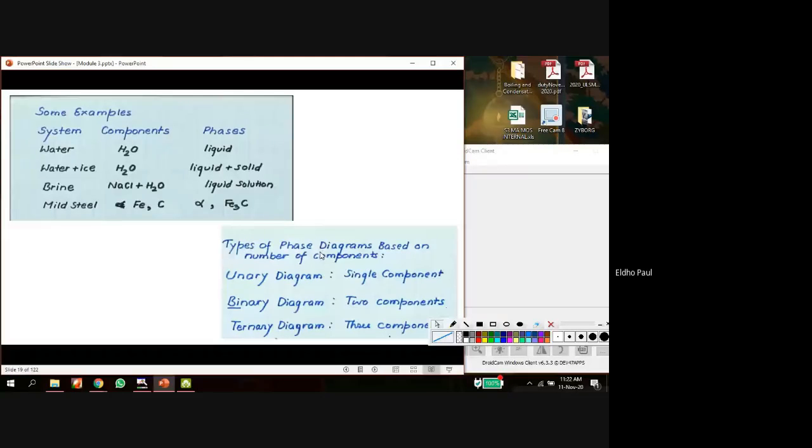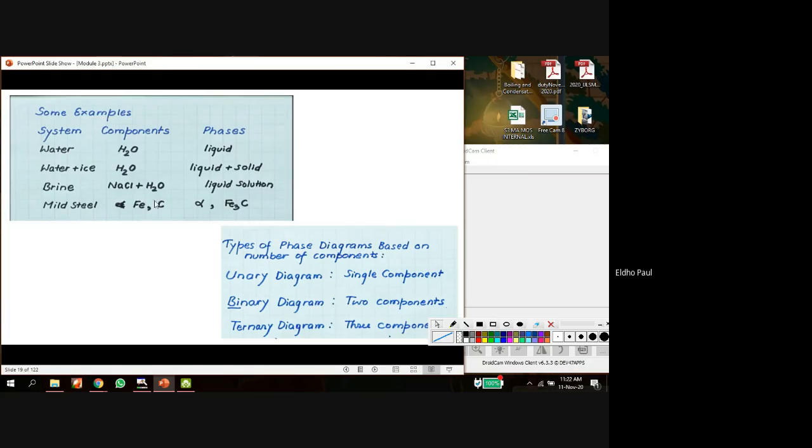Okay. So depending upon the phase diagram, next we are going to draw the phase diagram based on this. In the phase diagram we have three types: unary diagram, binary diagram, ternary diagram. In a unary diagram we have only a single component. In a binary diagram we have two components, similar to this iron and carbon, mild steel. We have two components, iron and carbon. That is an example for a binary diagram.